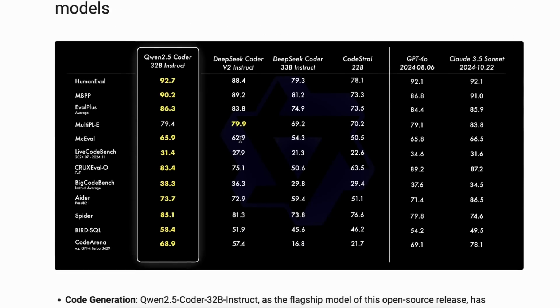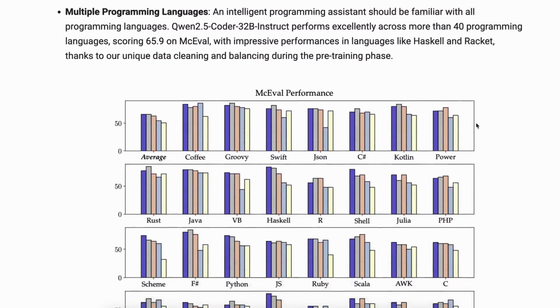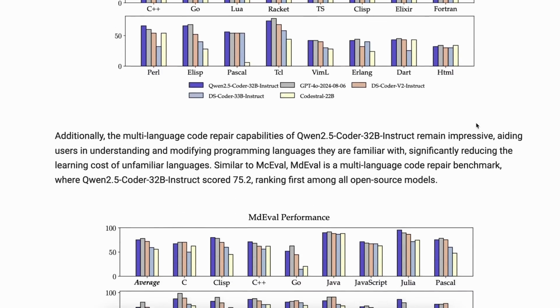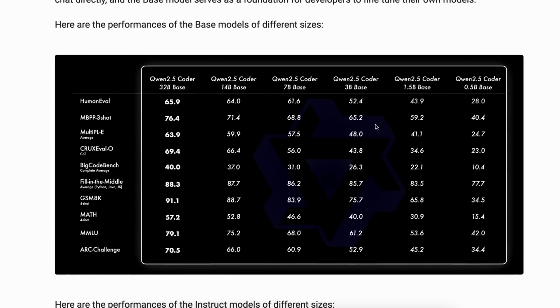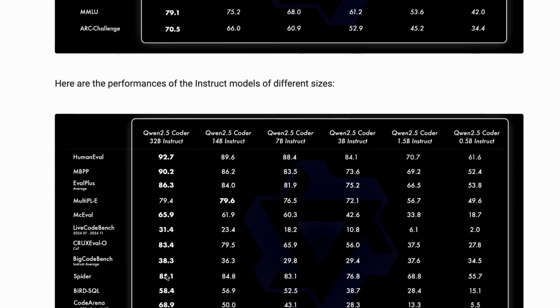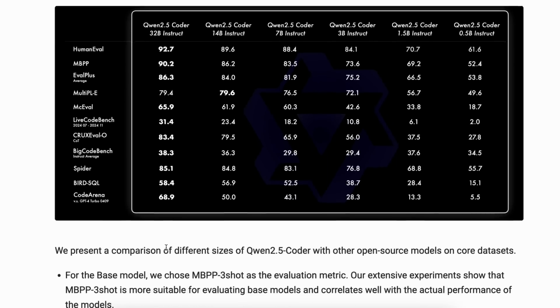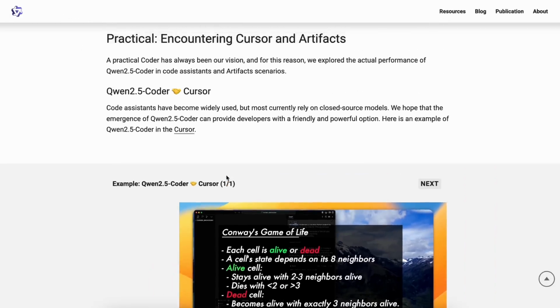It also supports more than 40 languages, which is really great for sure. The 14B model also seems to be pretty similar to the 32B model, but obviously, size matters in this case. So, there's that.